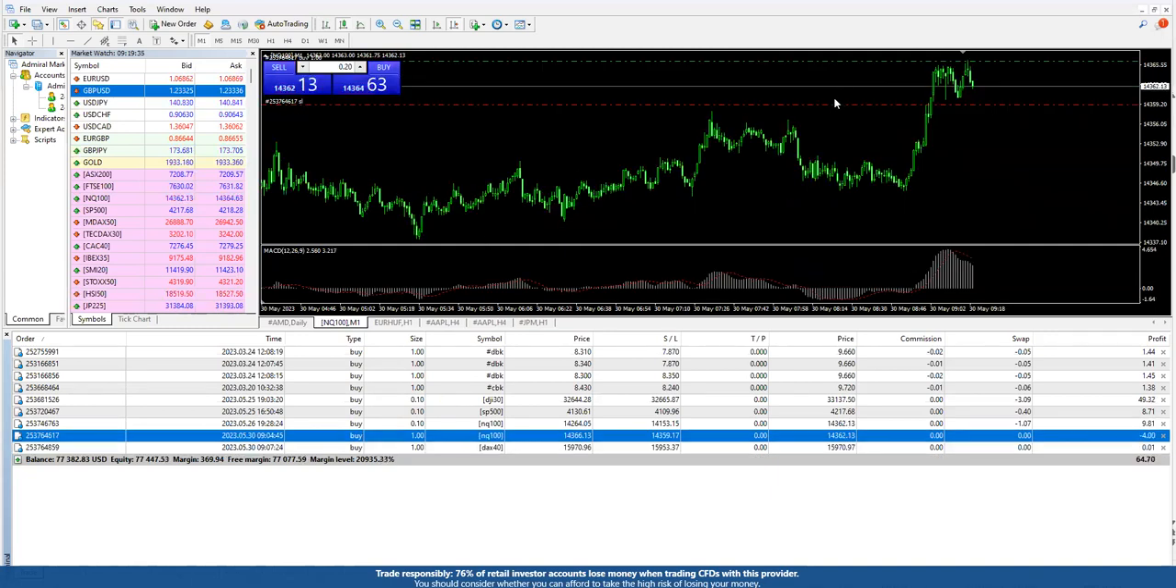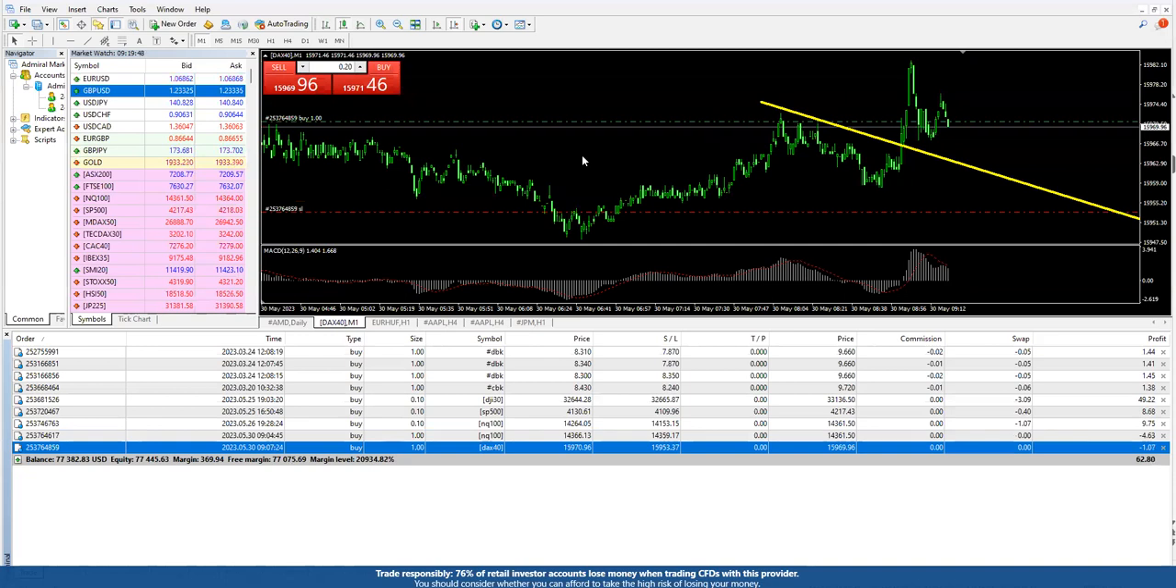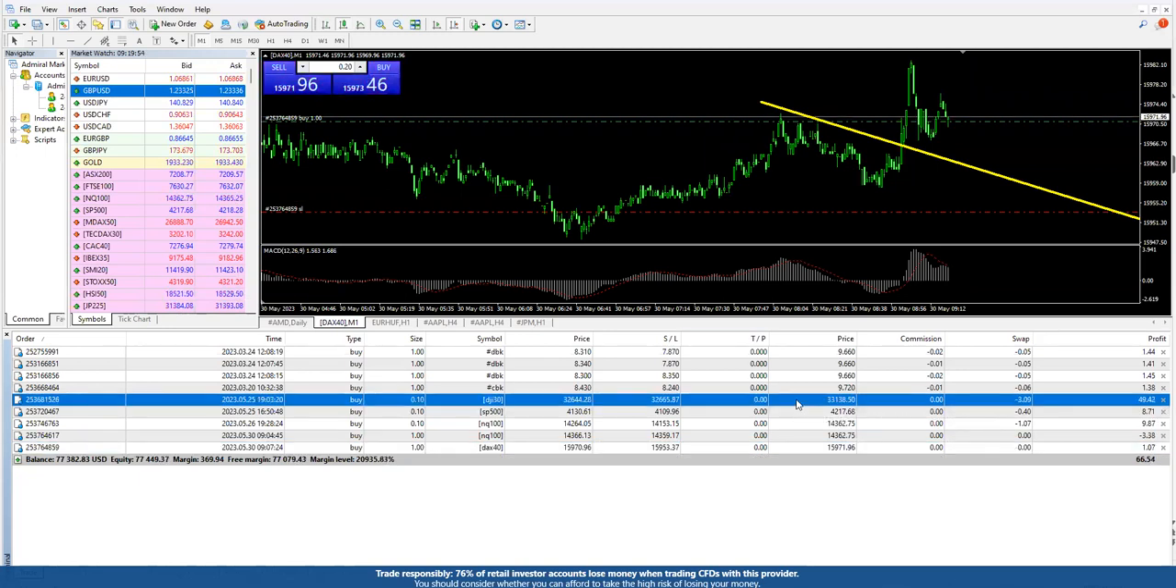Maybe double top is coming, and we will lose some money. Which is not a good news. This is DAX. If we will get the stop loss, I will maybe close this swing trade. Let's go back to the other account.